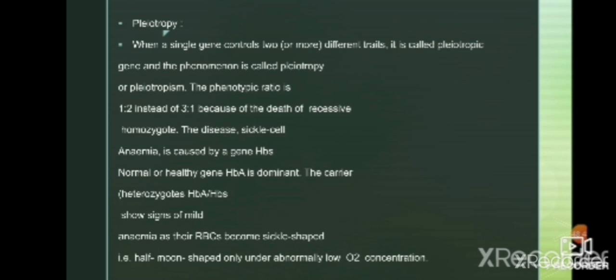The disease sickle cell anemia is caused by a gene HbS. HbA is the normal or healthy gene.